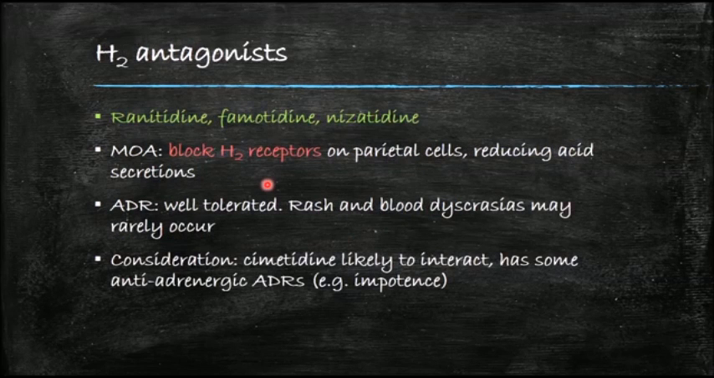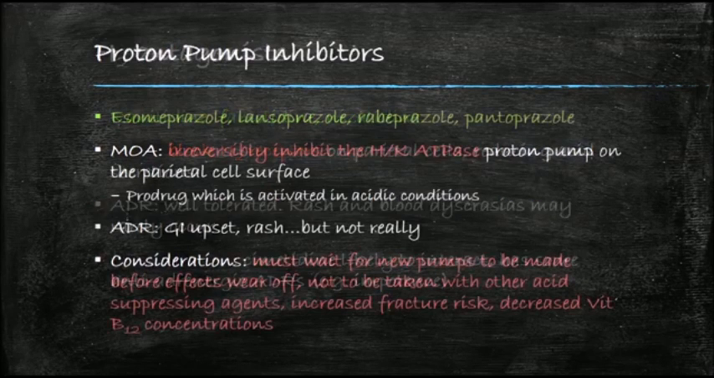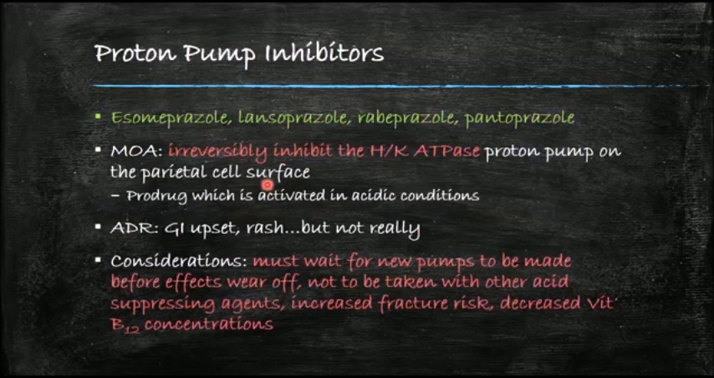H2 antagonists is the next step up. These block the histamine receptors from releasing acid secretions. Really well tolerated. That's probably all you need to know. Next step up is your PPIs. These are the ones that are used most frequently, and nowadays pretty much everyone bypasses the first two steps and goes straight onto a PPI because of how well tolerated they are and how well they work.